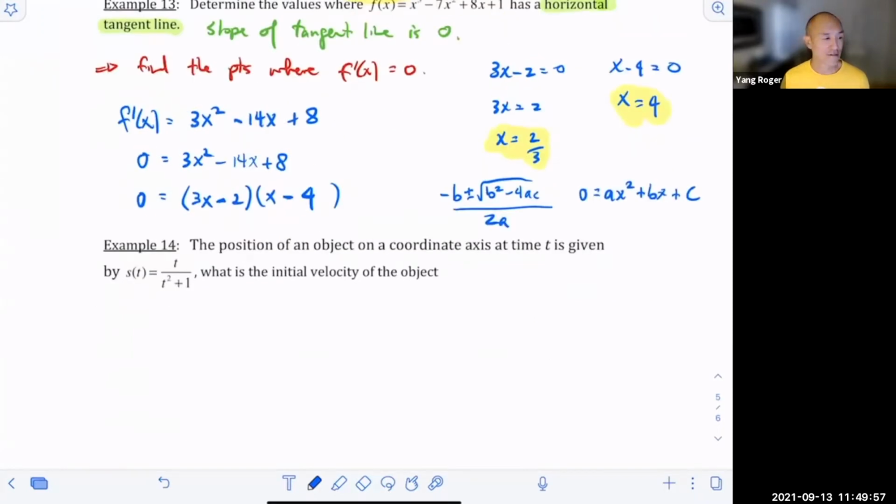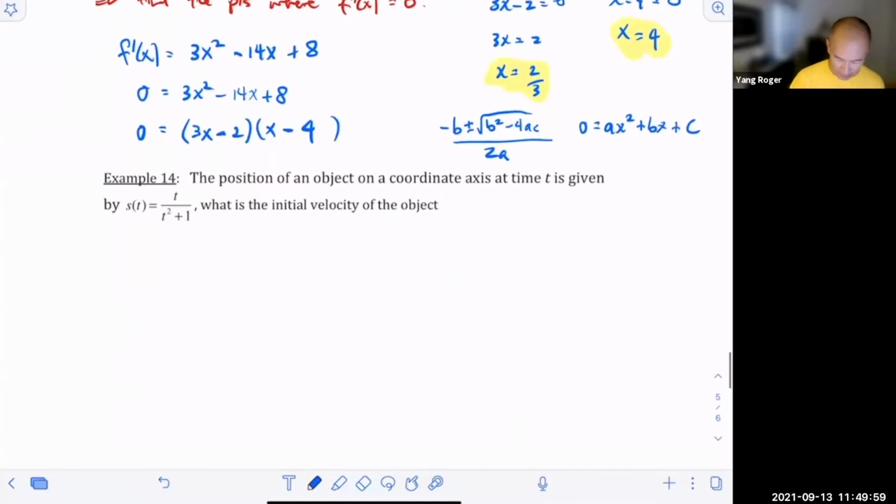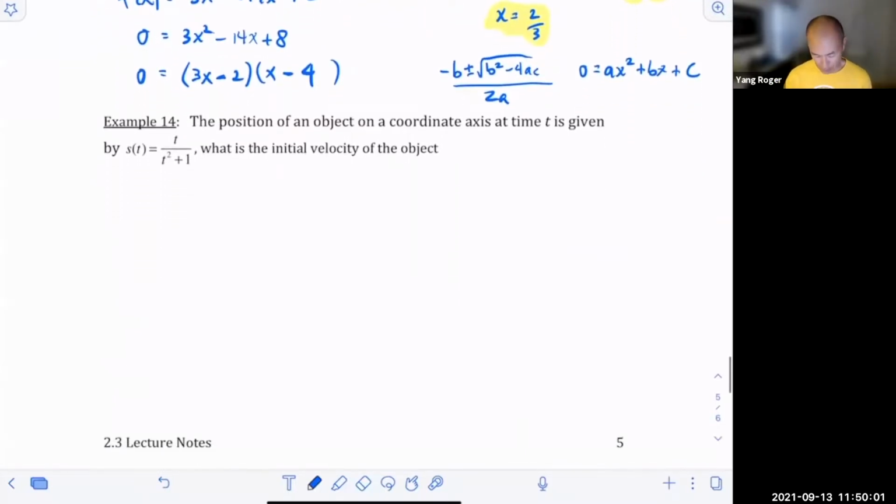All right, folks, let's do this example 14. Example 14 says the position of an object on a coordinate axis at time t is given by this. What is the initial velocity of the object? Kind of an interesting question.